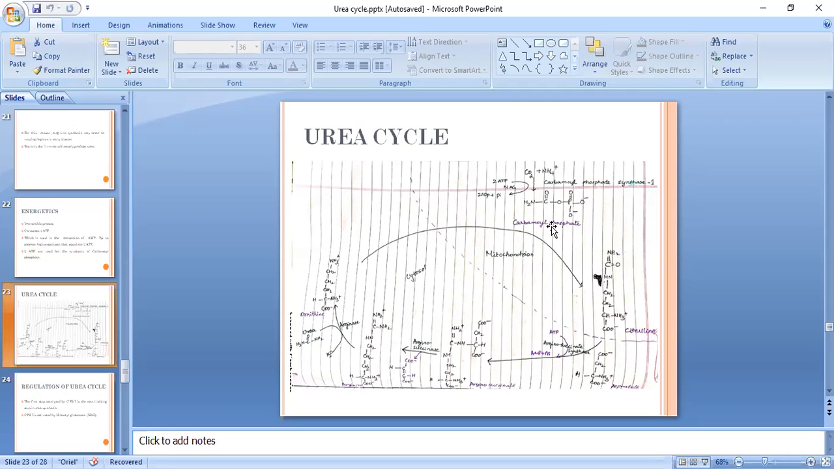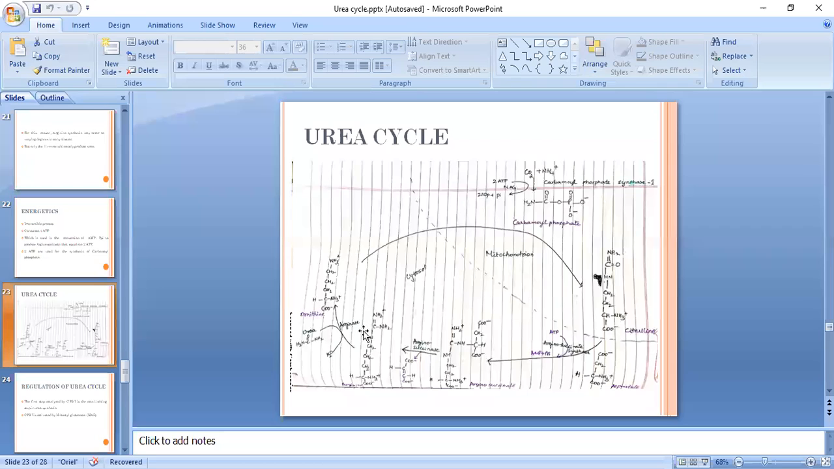So this carbamyl phosphate will be converted into citrulline. These first and second reactions will be taking place in the mitochondria, whereas the third step is the formation of arginosuccinate by arginosuccinate synthase. It is a kind of enzyme where ATP is converted into AMP and pyrophosphate. So here arginosuccinate is produced. This arginosuccinate, in the presence of arginosuccinase enzyme, is cleaved into arginine and fumarate.